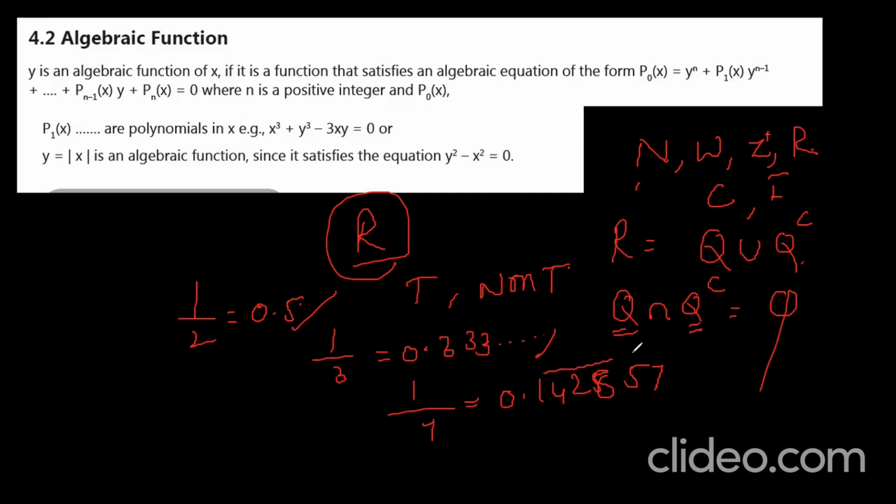2857 bar. This is non-terminating and recurring, I can say, like this. Numbers, if they are in the form A plus ib, what are those called? Complex numbers, right? A plus ib form. So these are the different types of numbers you already know.